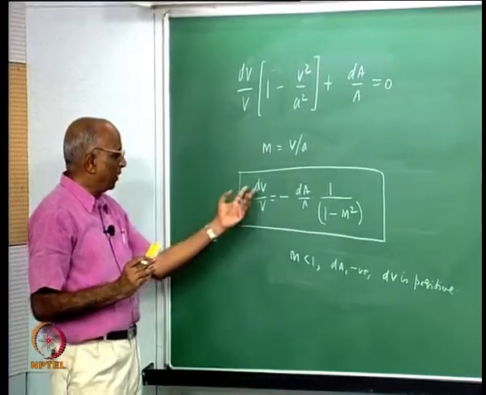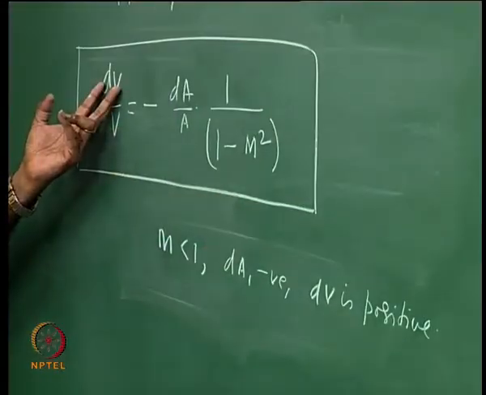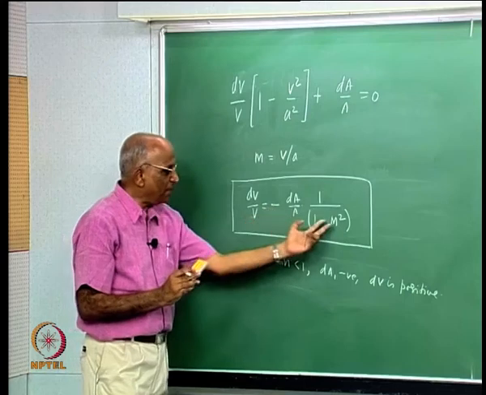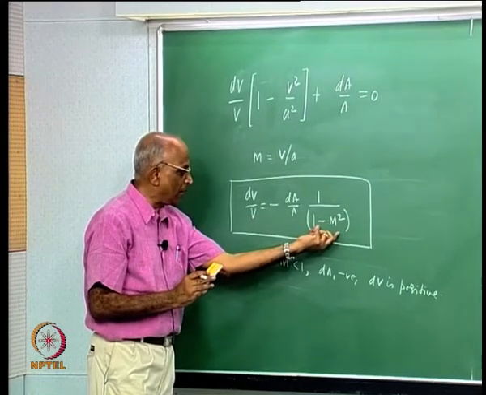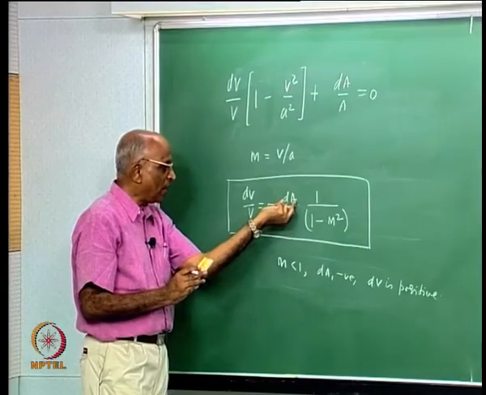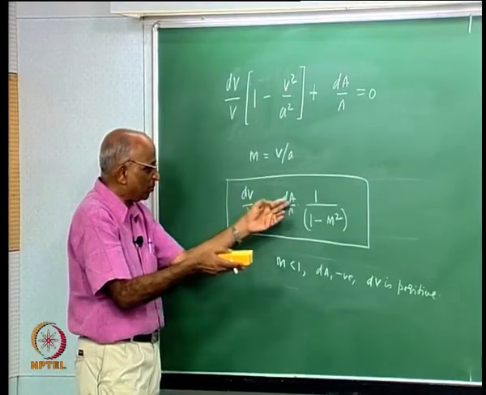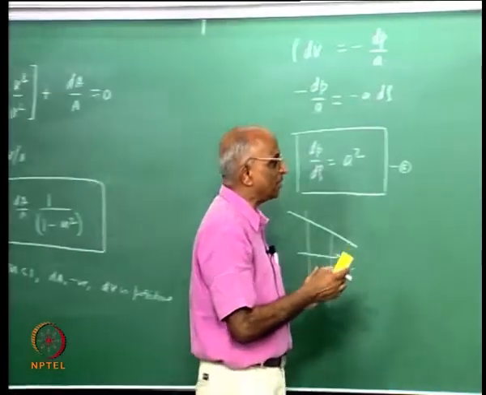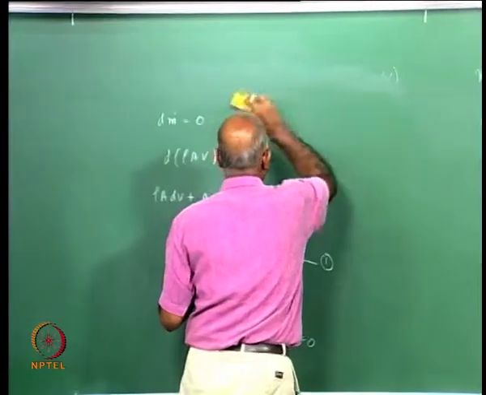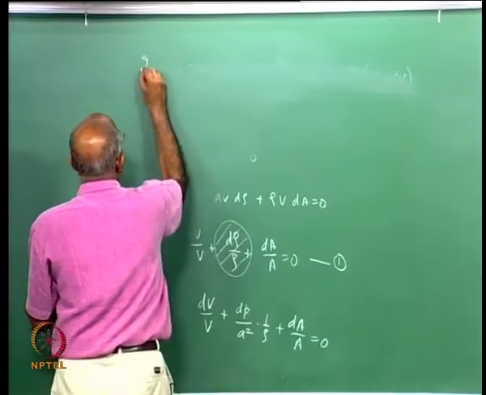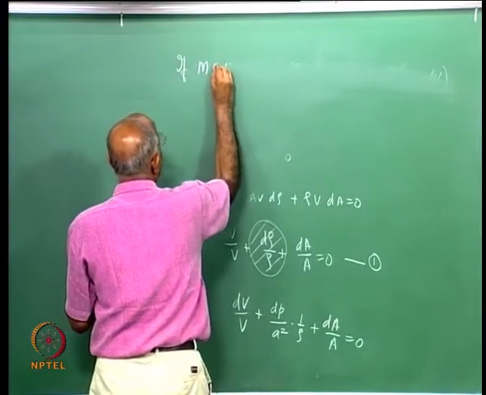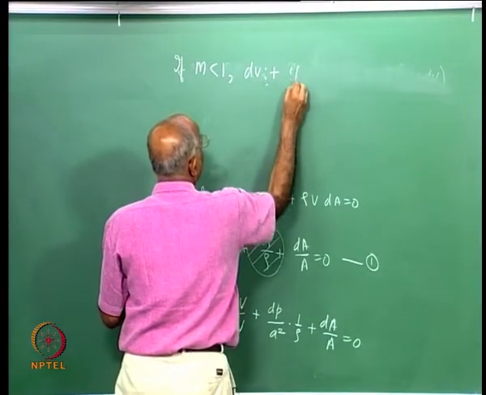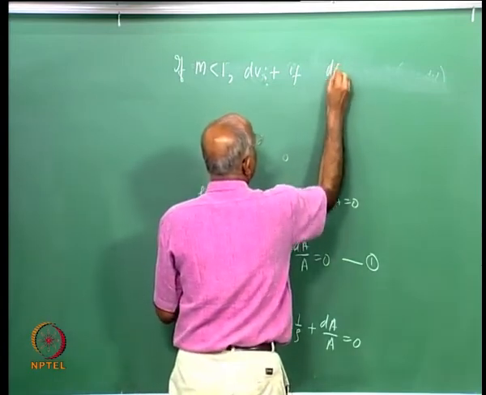What is it I am telling you? I want the velocity to increase as the flow progresses. If M is less than 1, I get this to be a positive number, it is still minus of this, therefore unless I have area which is decreasing as x proceeds, I cannot have a positive value. In other words, flow will accelerate, or flow will increase in velocity, if Mach number is less than 1, dV will be positive if we have dA to be negative.